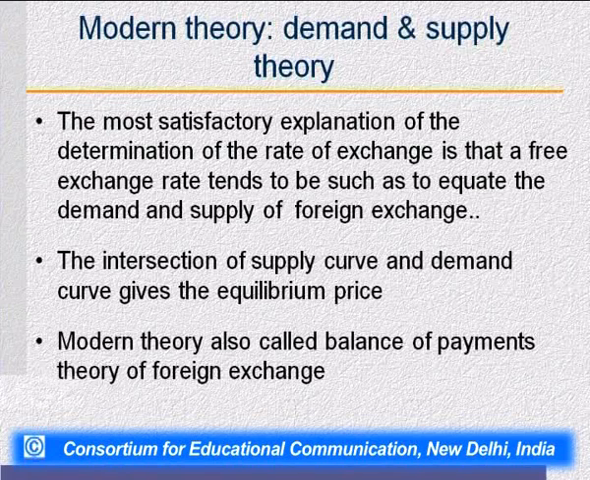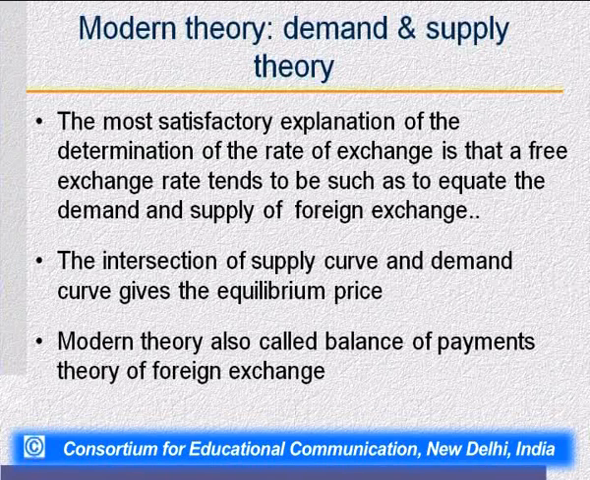Now the modern theory, the demand and supply theory. We all heard about this theory, a couple of times, about demand and supply, which are the main factors of our market or our economy. So the modern theory is the most satisfactory explanation of the determination of the rate of exchange. We are talking about the determination of the rate of exchange, and all the things we have discussed relate to it.